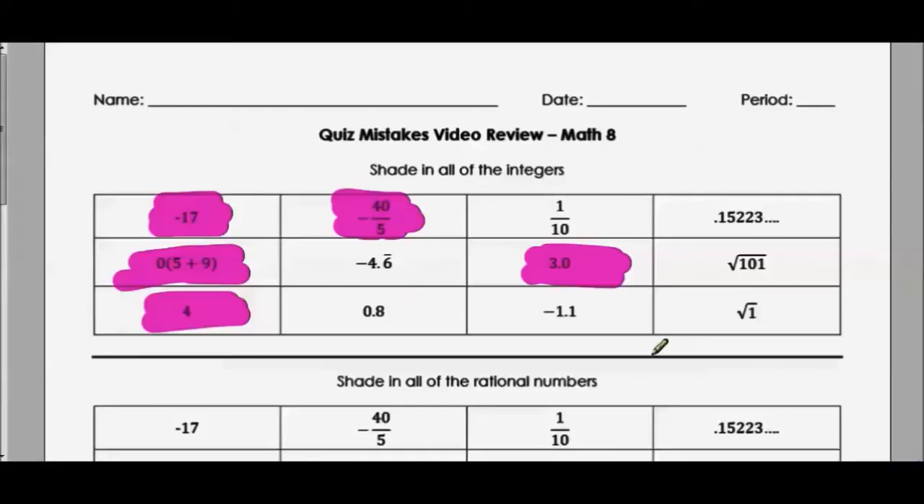The square root of 1 is just 1. And the square root of 101 is a little bit over 10. It's going to be a decimal. It's going to be an irrational number, which is not an integer.